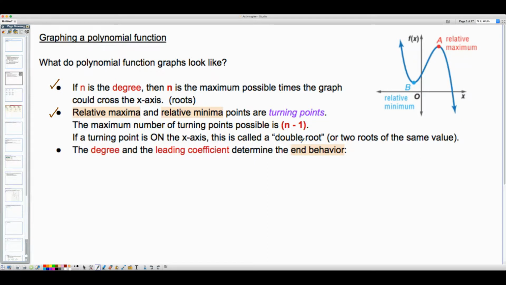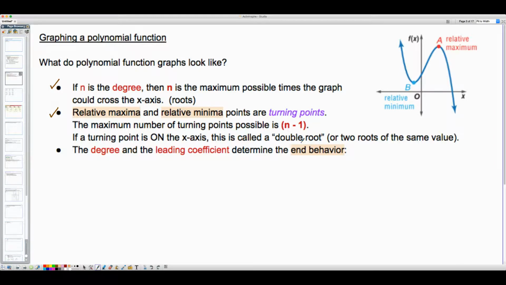If it turns on the x-axis, this is called a double root, or it's 2 roots with the same value. Notice that this graph, after A, crosses the x-axis once, but it's not a turning point. If B, the turning point, were on the x-axis, this would be a double root. And so you could actually have the equivalent of 3 roots, but it's only 2 actual different numbers, because the one is a double root. So watch out for this word double root.